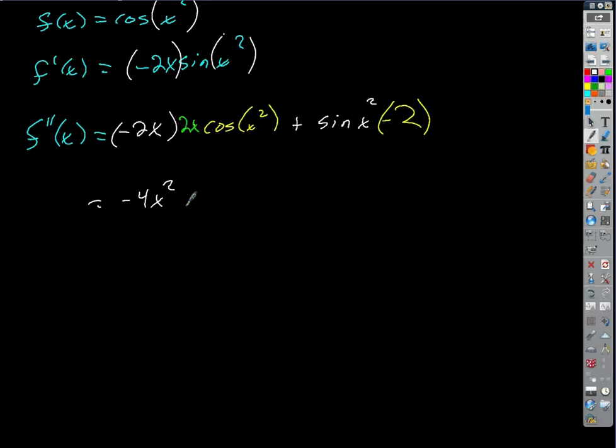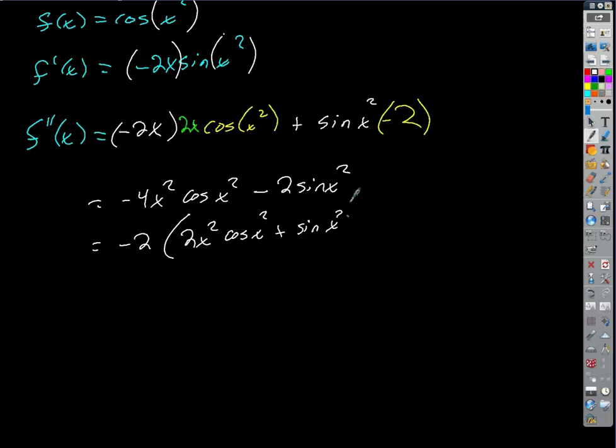4x squared cosine x squared minus 2 sine x squared. What can we do to that? Anything? Good. We can pull out a negative 2, right? So we're going to get negative 2 times... Wait, could you pull out a 2x squared? I can't, because there's no x squared in this one, right? That x squared is inside the trig function, so it's inaccessible. So we'll pull out a negative 2, leaving us with what? 2x squared cosine x squared plus sine x squared, okay?